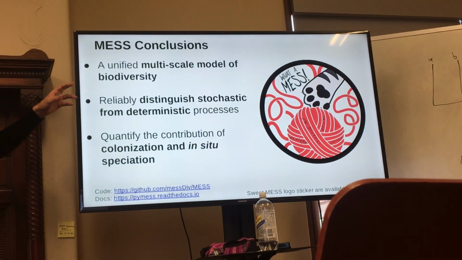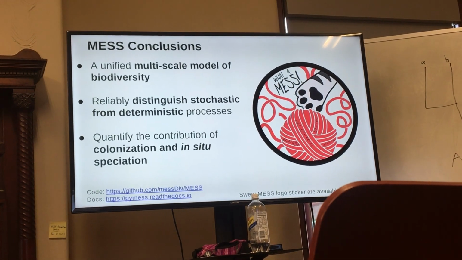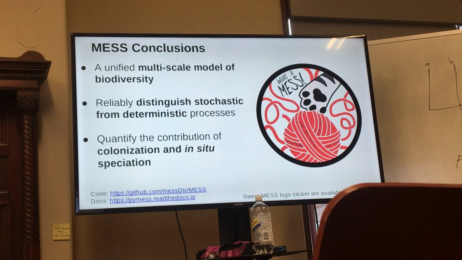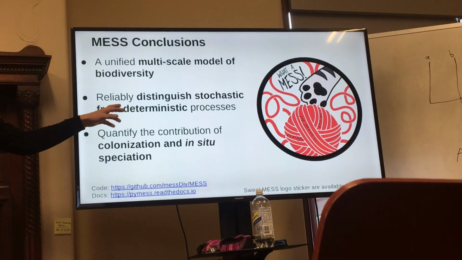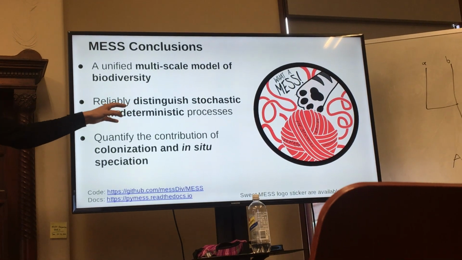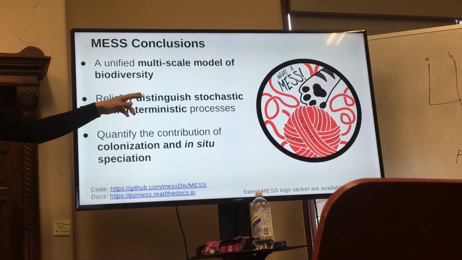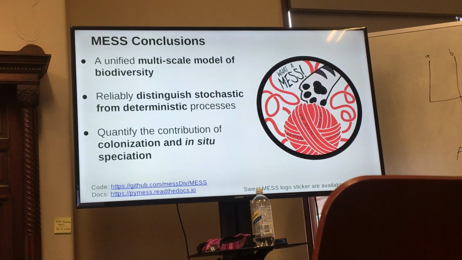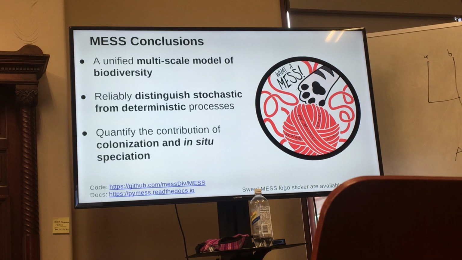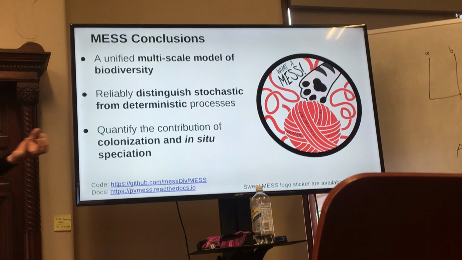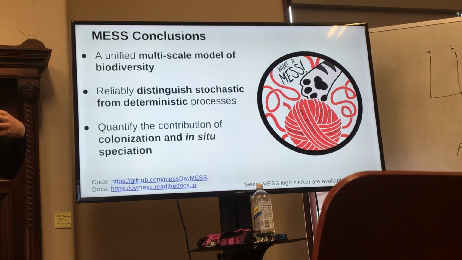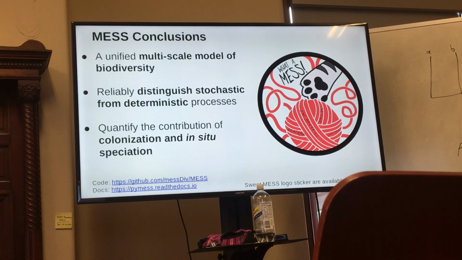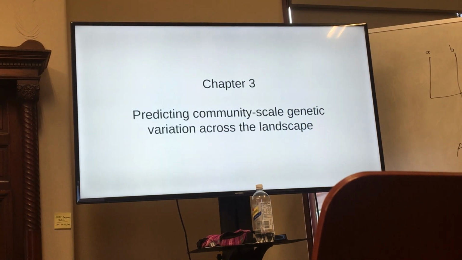Okay, so now we have a multi-scale model of biodiversity that incorporates abundance, genetic diversity, and trait variation. We can tell the difference between the deterministic and stochastic processes. When I say deterministic, I mean competition or filtering models, and stochastic, I mean neutral models. And we can quantify the contribution of in situ speciation and colonization to community composition, right? Which is really cool.